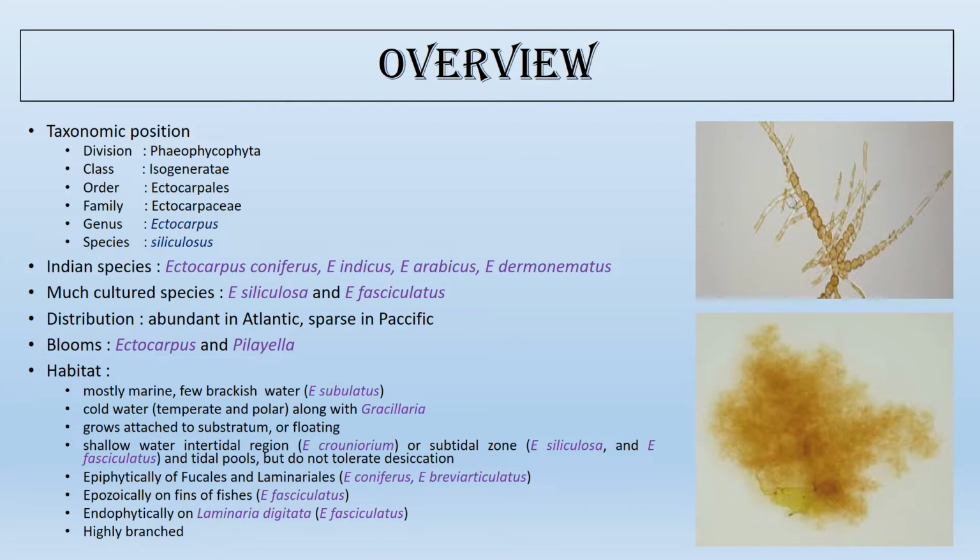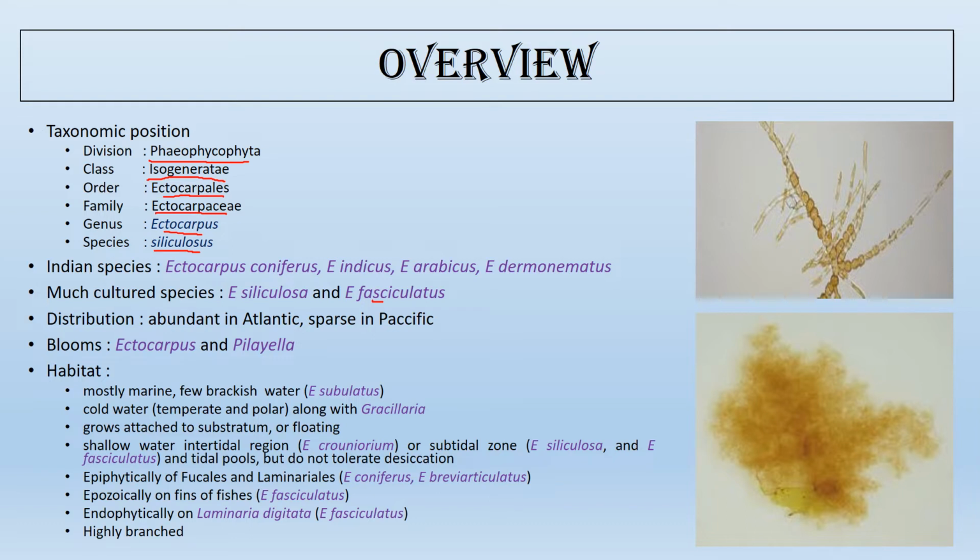So Ectocarpus is a brown algae, and taxonomically it is in the division Phaeophycophyta, class Isogeneratae, order Ectocarpales and family Ectocarpaceae. Ectocarpus siliculosus is one of the most commonly studied algae, that is, it is very common in the lab. Apart from Ectocarpus siliculosus, Ectocarpus fasciculatus is also very common.